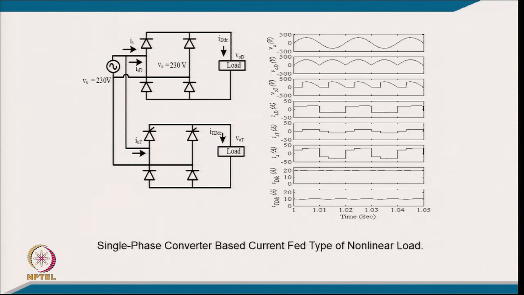The sum of these two currents will be the total supply current, where the diode DC side current is there and this is the thyristor DC current. So, we will be considering this, typically, for the current calculation.